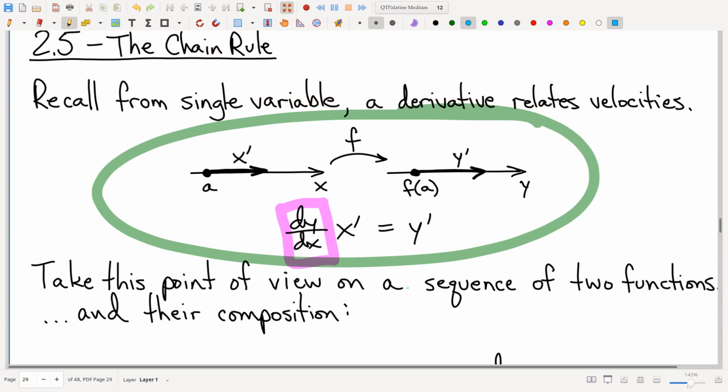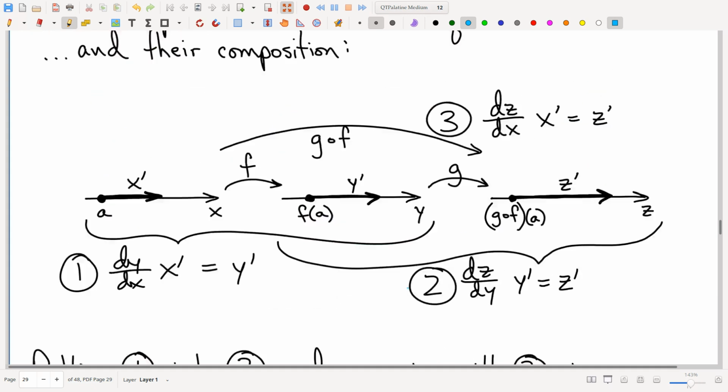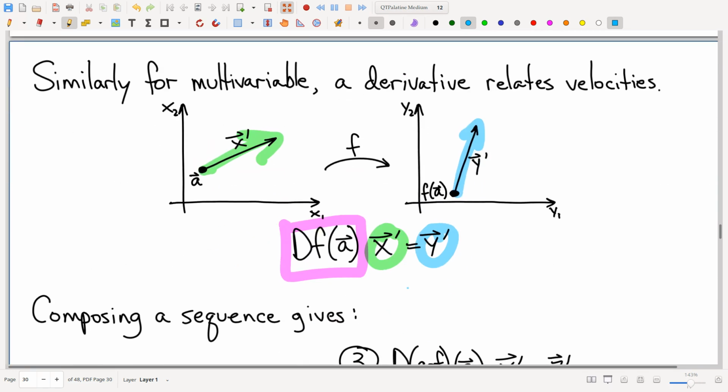These happen to be real velocities, but it's what you do to input velocities to get output velocities. So, same idea, just now vectors instead of scalars. And importantly, this is now a matrix, because matrices are what you multiply by vectors to get other vectors.